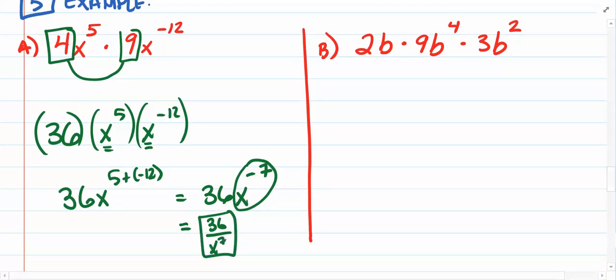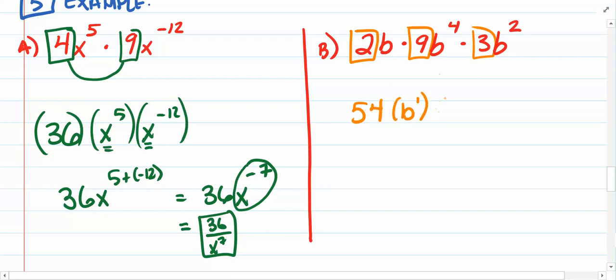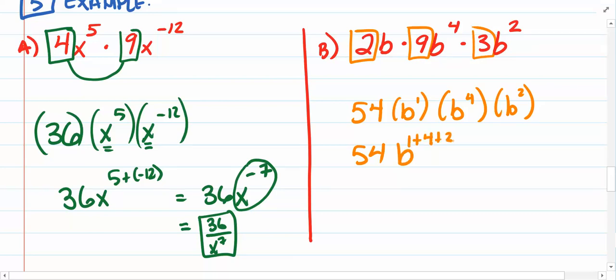Let's do this next one over here. We'll do an orange for you. So I'm going to take 2, multiply it by 9, and multiply that by 3. 2 times 3 is going to be 6 times 9 is going to be 54. So I'm going to have 54, and then I have b to the 1st right here, b to the 1st, multiplied by b to the 4th, multiplied by b squared. So this is going to give me 54 b to the 1 plus 4 plus 2, which gives me 54.